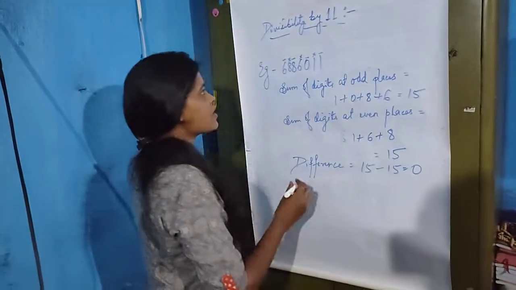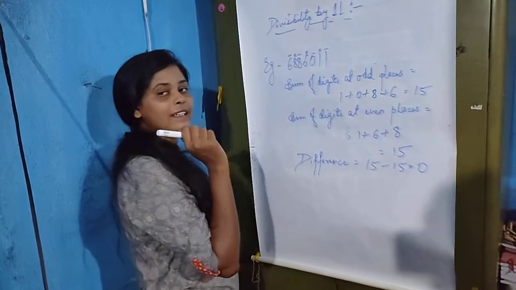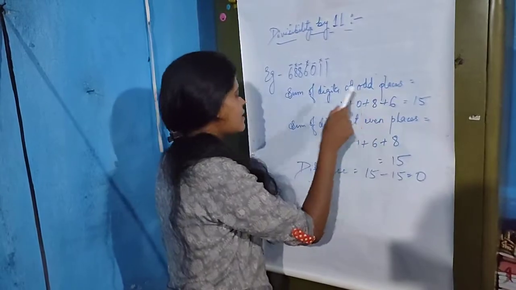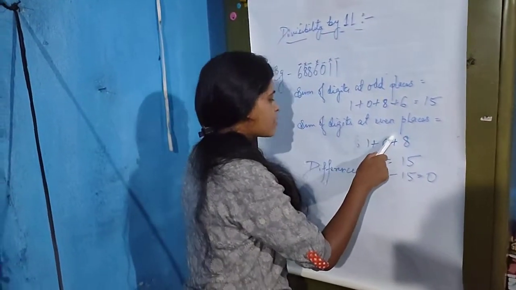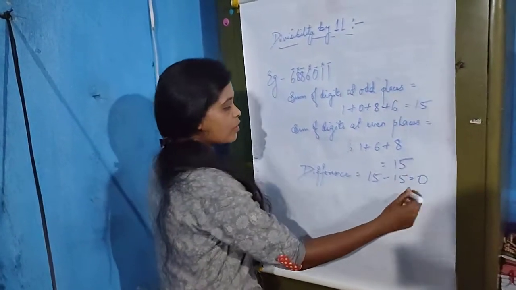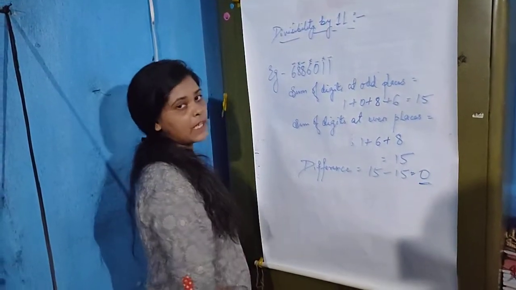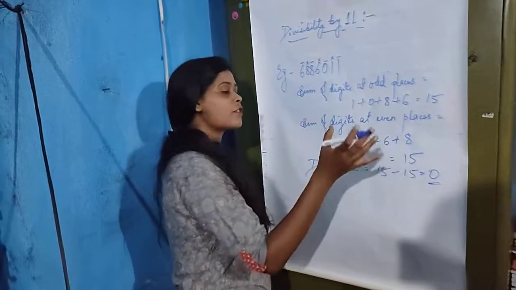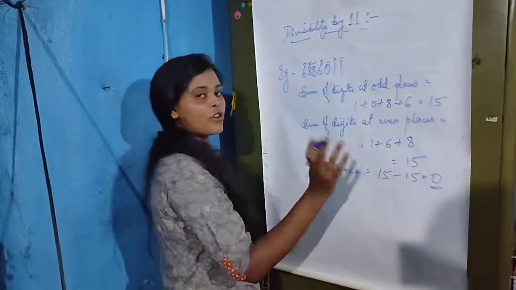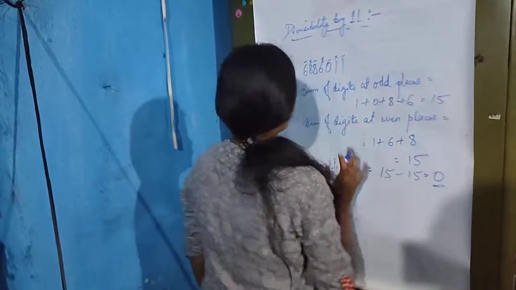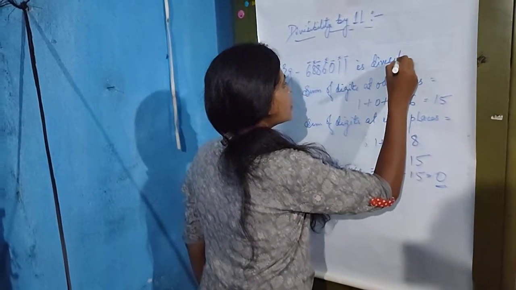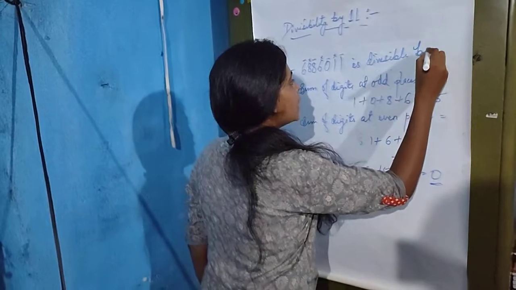And the condition is that a number is divisible by 11 if the difference of the sum of digits at odd places and the sum of digits at even places is either 0 or divisible by 11. Suppose 22, 33, 44, like that multiples of 11 will come, then that number is also divisible by 11. So this number is divisible by 11.